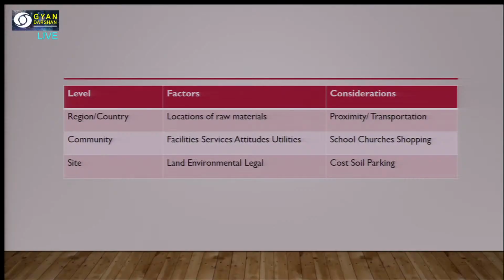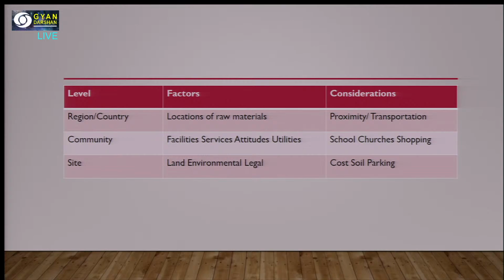If you keep these things in mind before going to the plant or before manufacturing, it will help your profitability as well as continuity, and there will be very little chance of failure. Region and country also play a very important role in factors like the location of raw materials. Suppose your raw materials are very far from your site, then again it will cost you more. So proximity and transportation matter a lot.